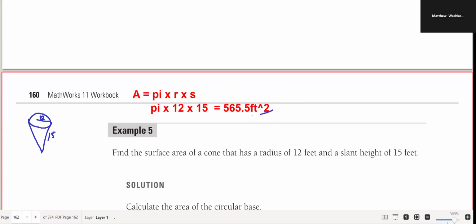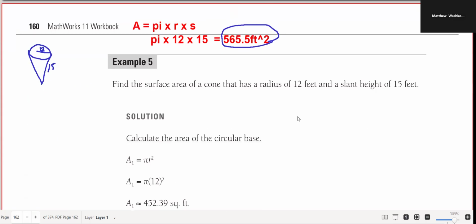And so just like before, what's my formula? This is the formula for a cone. What are the things I need to substitute in? Solve it.